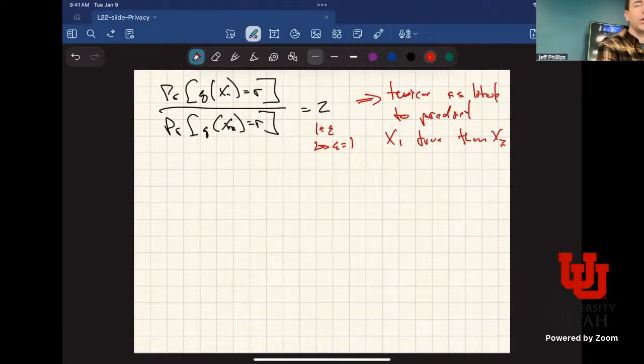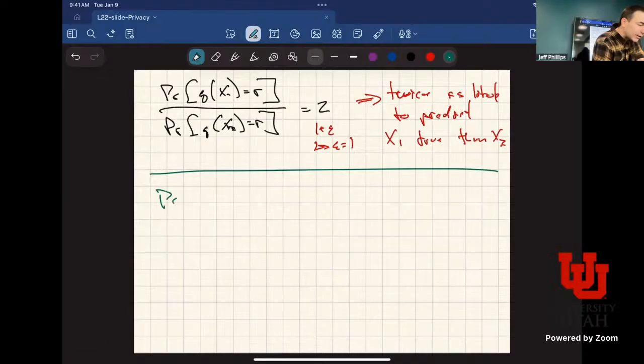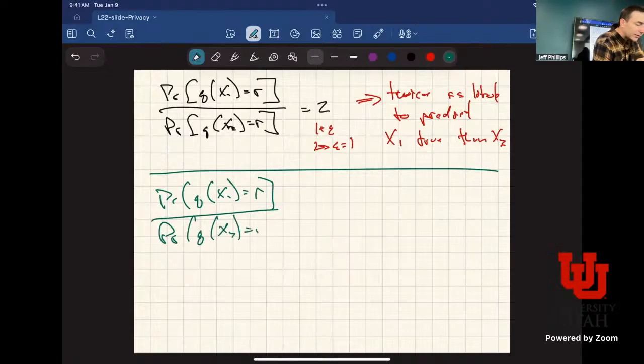Well, if instead the probability of query x1 equals some value, over the probability of query x2 equals that value, is equal to something like 99, right?